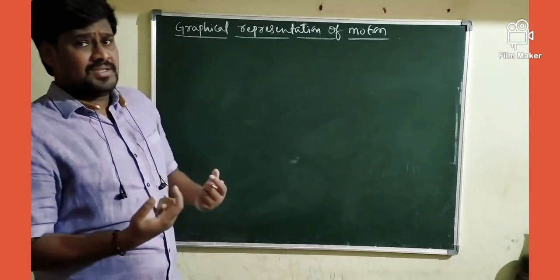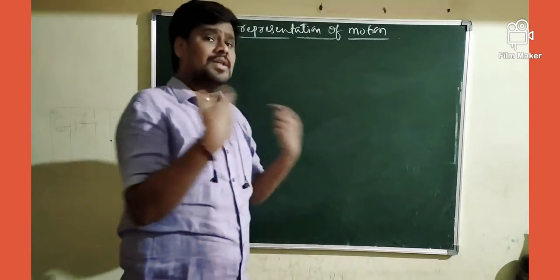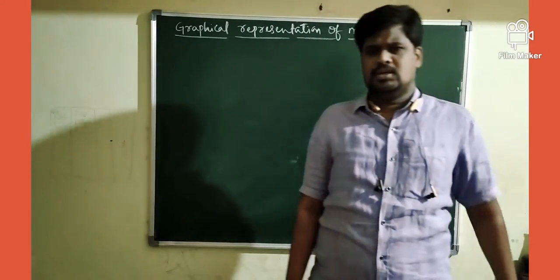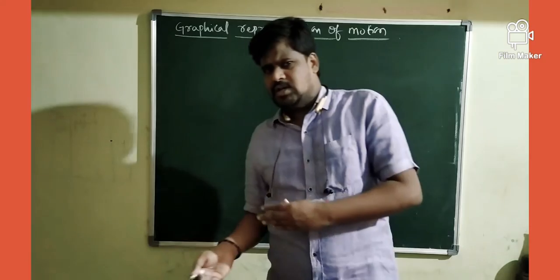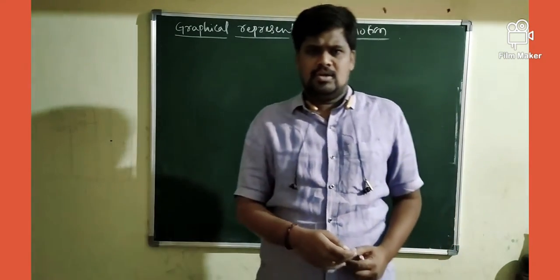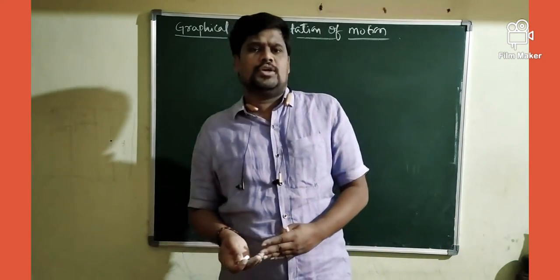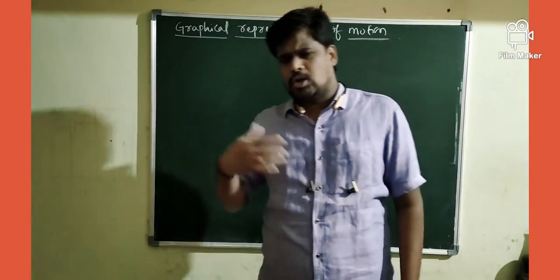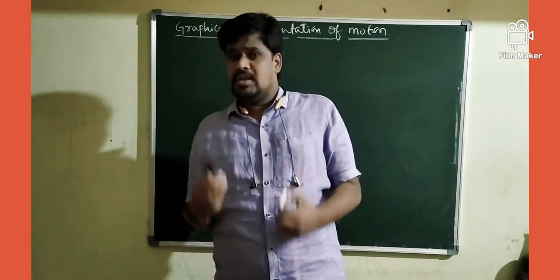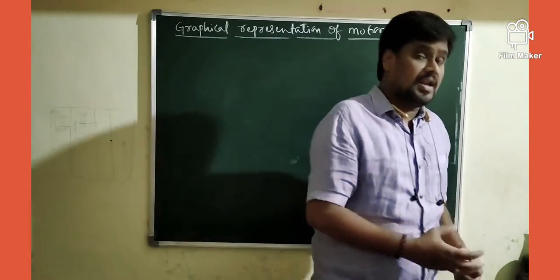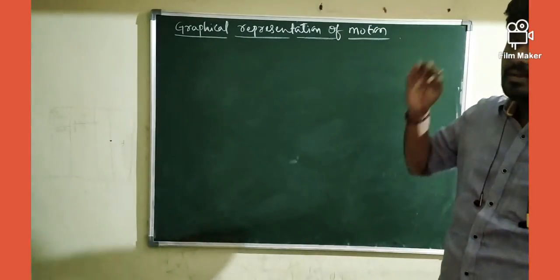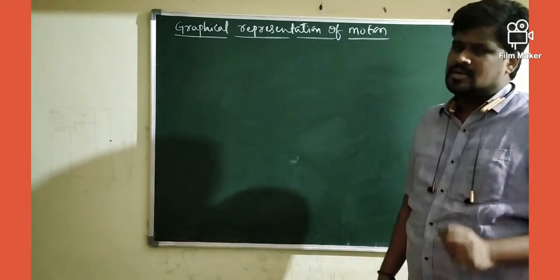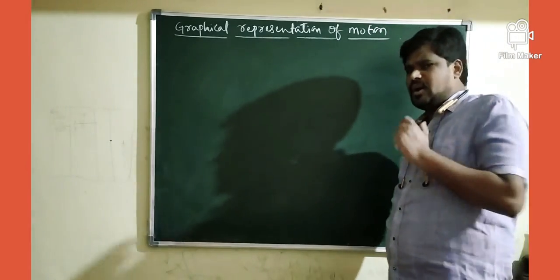Or which kind of motion the body has, whether the body has uniform motion, whether the body has non-uniform motion, whether the body is moving with a uniform acceleration, or whether the body is moving with non-uniform acceleration. Many parameters related to a moving body in mechanics can be explained by considering some important graphs.